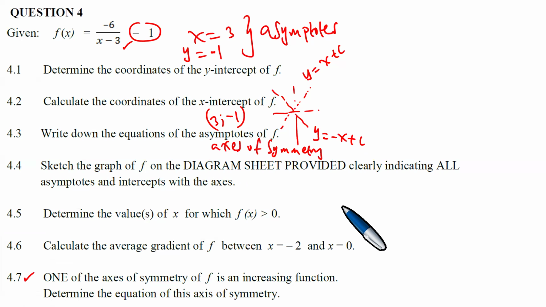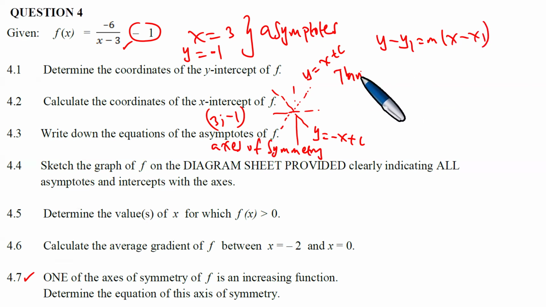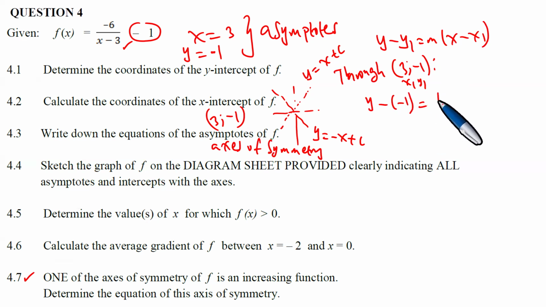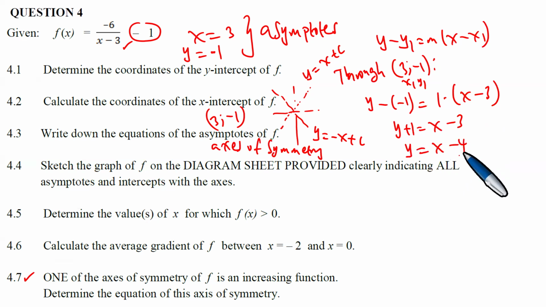Simultaneously, you can use the formula y minus y1 equals m into x minus x1, and use the point through which it passes: x is 3, y is -1. So y minus y1, which is -1, the slope is 1 into x minus x1, which means y plus 1 equals x minus 3, which means y equals x minus 4.